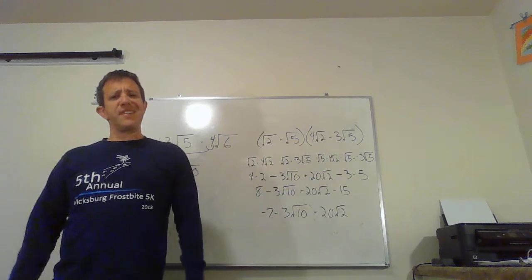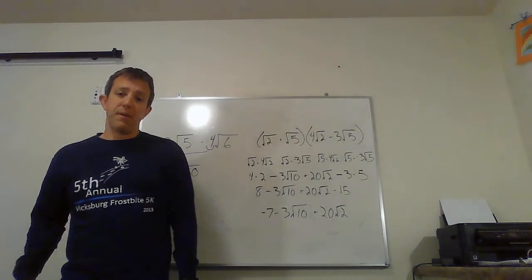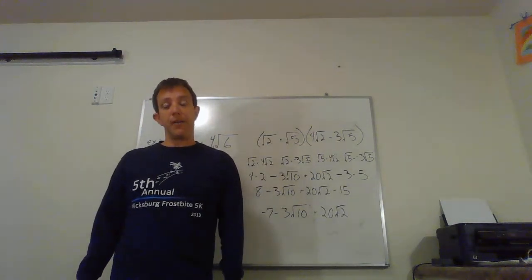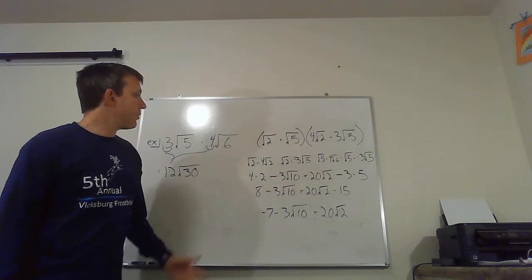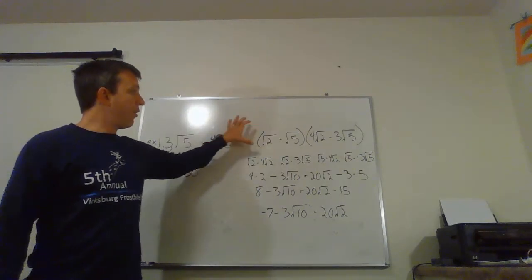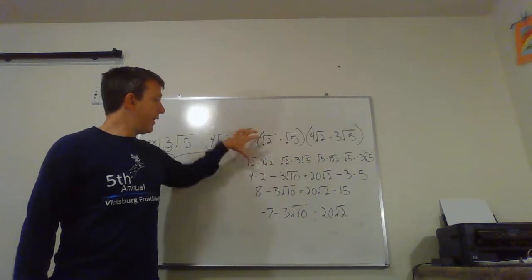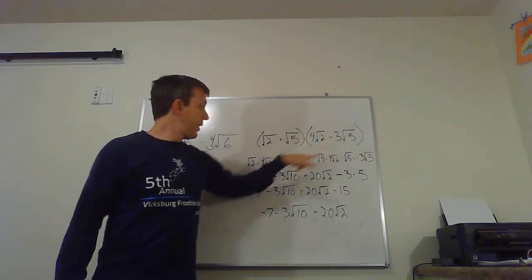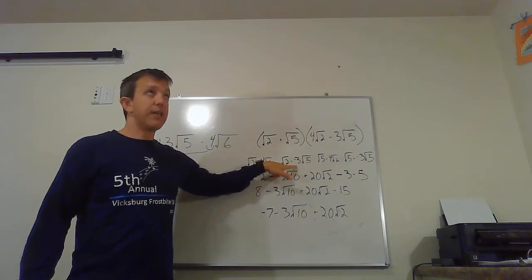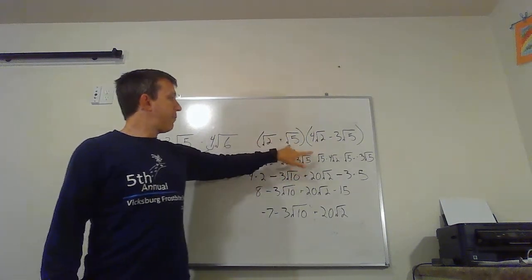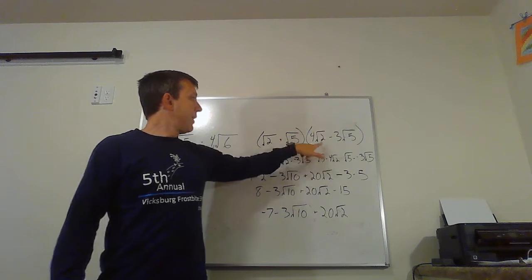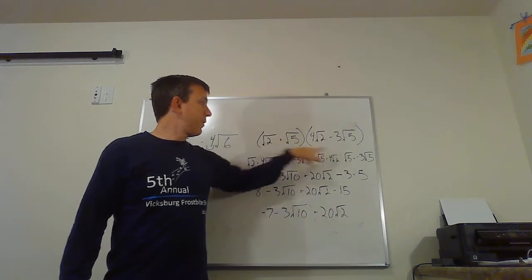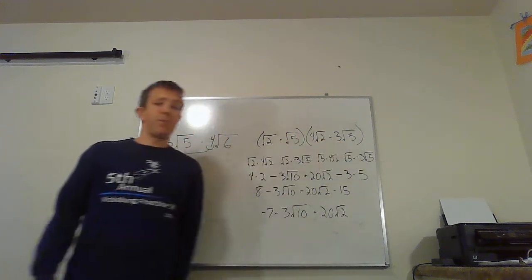The bad news is that it's got a lot of pieces and it's a bit messy, so you're going to have to be really careful. You'll see here that I wrote out all 4 pieces of multiplication. I have the square root of 2 times 4 square roots of 2. I have the square root of 2 times a negative 3 square root of 5. I have a positive square root of 5 times 4 square roots of 2 and square root of 5 times negative 3 square roots of 5.